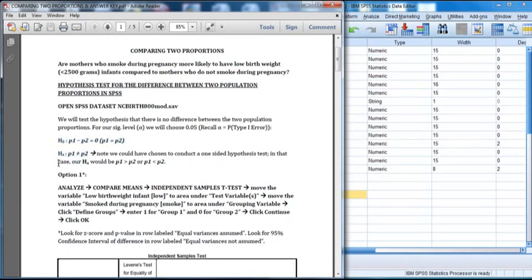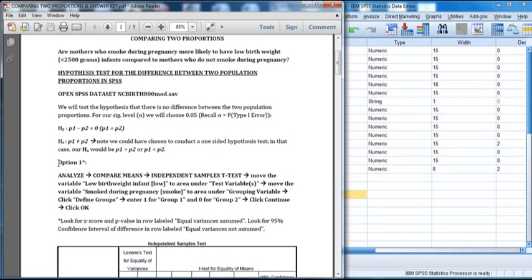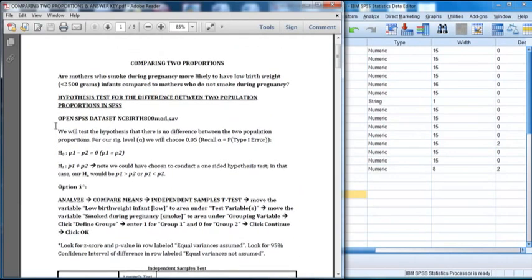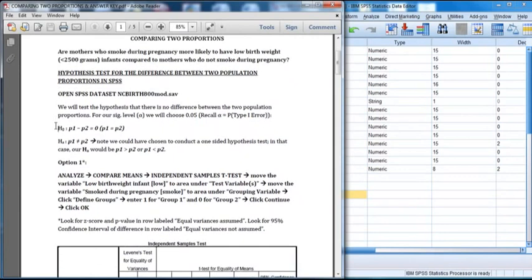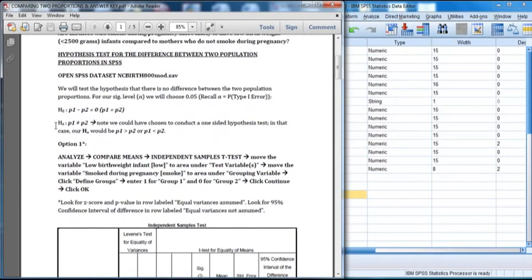But you should be familiar with the difference between a one-tailed and a two-tailed test and how it affects your null and alternative and how it affects your p-value. But for the most part, I'll be dealing with two-tailed tests. So let's learn how to do that in SPSS.